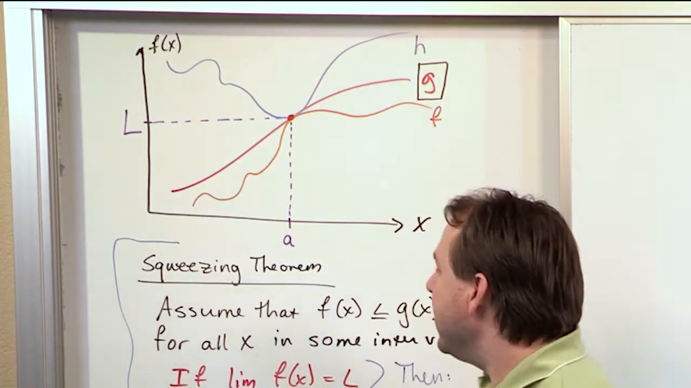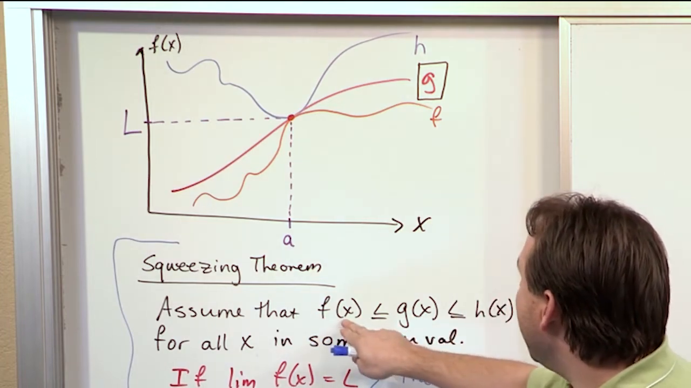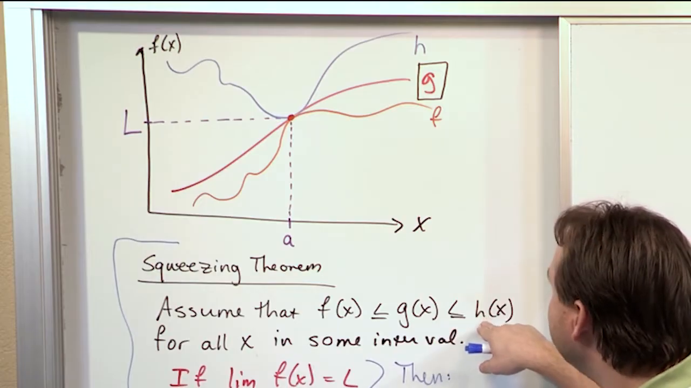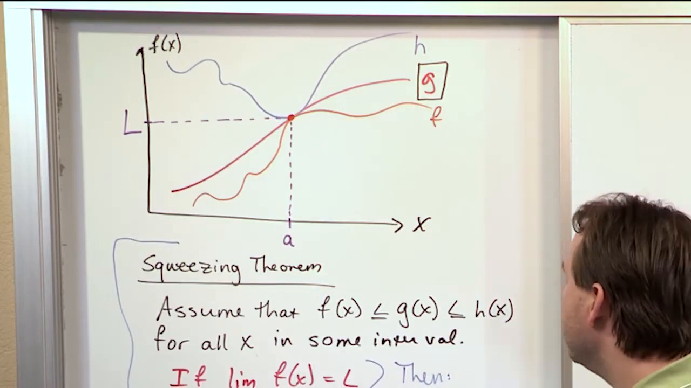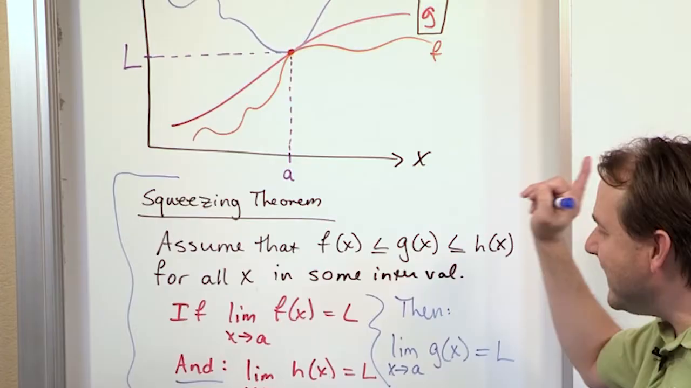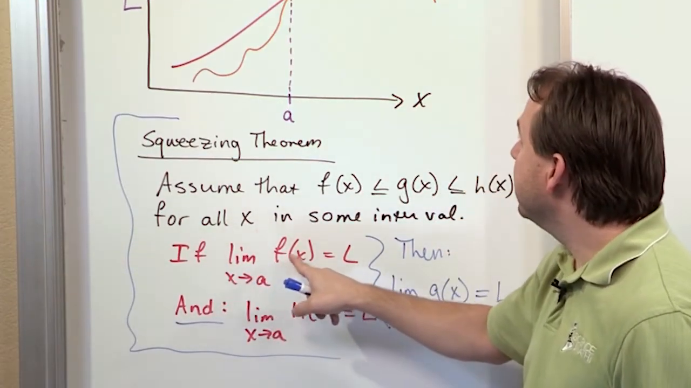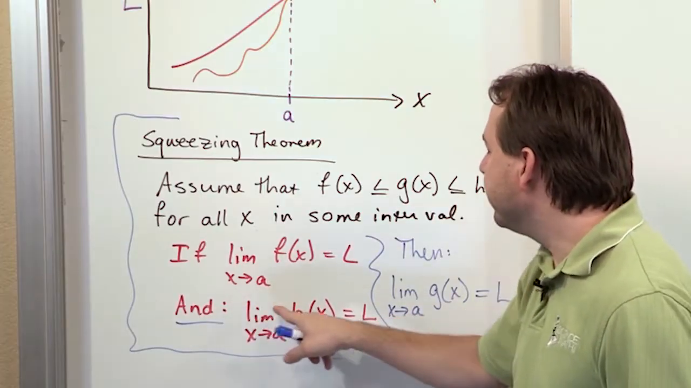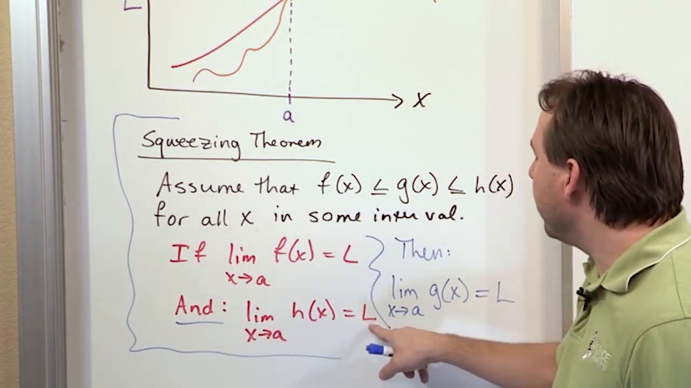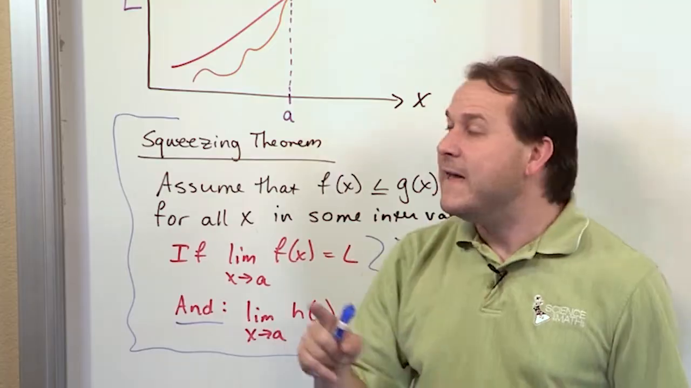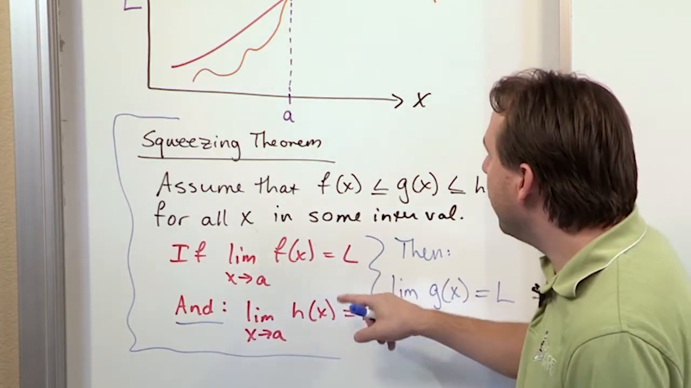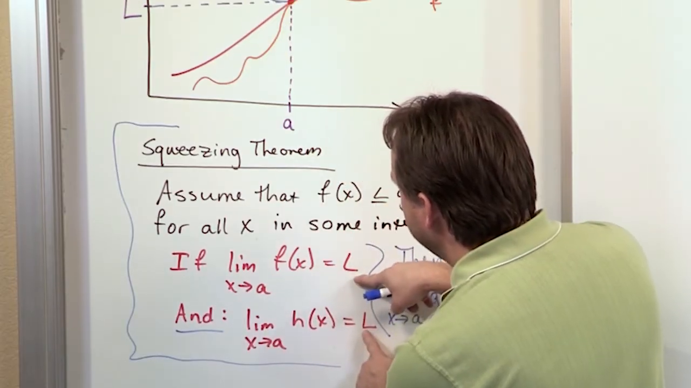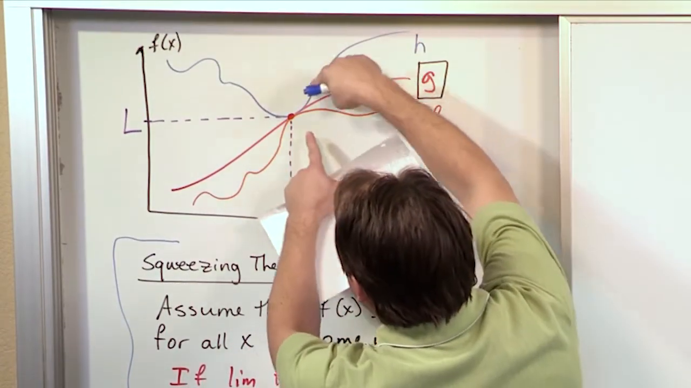All it's saying is that if I can find a function f that's always less than g, and I can also find a function h that's also greater than g for some value there, and the limit of the bottom function as we approach a is L, and the limit of the top function as we approach a is also the same number L. Because these are both equal to L, what it's basically saying is the bottom and the top function as I approach a have to have the same limit.